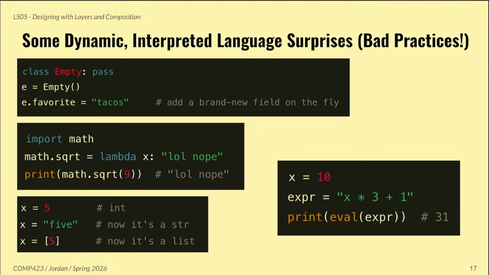But notice we have a string, and if we were to evaluate that string as code, at that point in time, it would be evaluated as an expression, right? This is a quick preview of a few things that you can do in a dynamic interpreted language like Python or JavaScript. There are more.